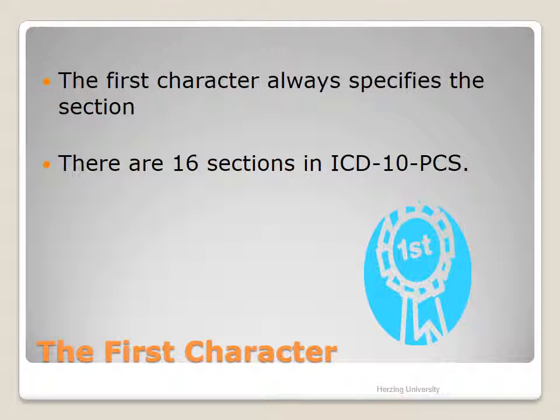Let's get into a little more detail. So the first character always specifies the section. There are 16 sections in the ICD-10 PCS manual. We are going to be covering all 16 sections in this course.